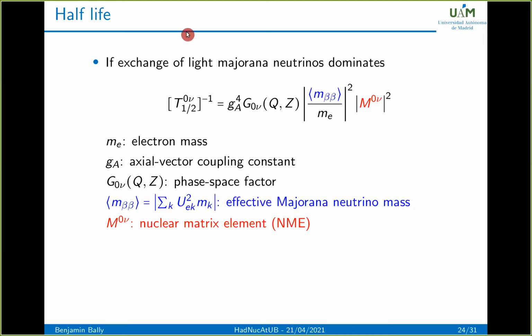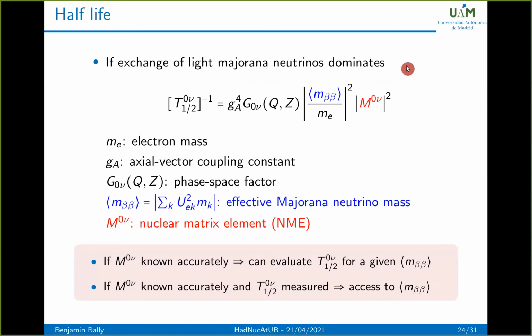One comment, though, is that this half-life is under the hypothesis that basically you have 3 light Majorana neutrinos, the neutrinos we know of, that dominate the neutrinoless double beta decay, because you could imagine heavier particles or other processes, and so there is an assumption behind this formula.